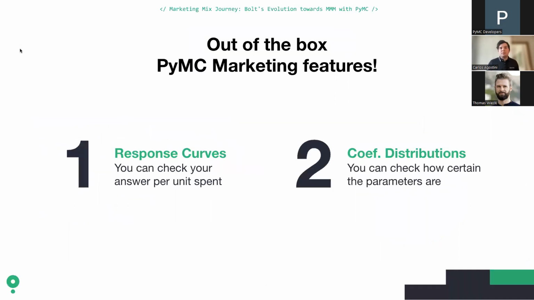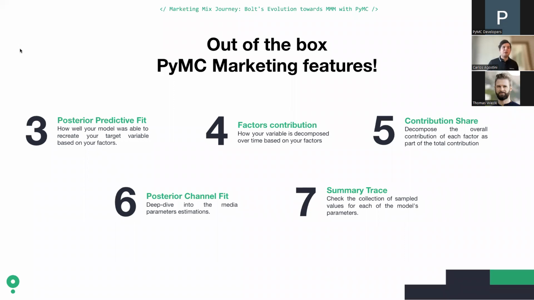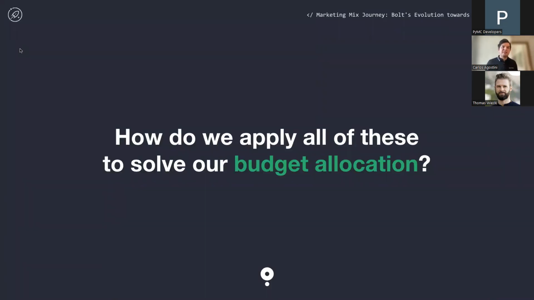And more so because, out of the box, PyMC-Marketing has a lot of features. We have the response curve, and we have the distribution of the coefficients or parameters. These two are the main ones for us. But PyMC-Marketing has a lot of other features that you can explore and try to find how to use. From our side, we mostly use the first two, but we invite everyone: if you find amazing ways to use the rest of the PyMC-Marketing toolbox, we are thrilled to hear it, and you can comment about it. With these two main things, we started to solve our problem, which is basically budget allocation, optimizing how much we are spending.